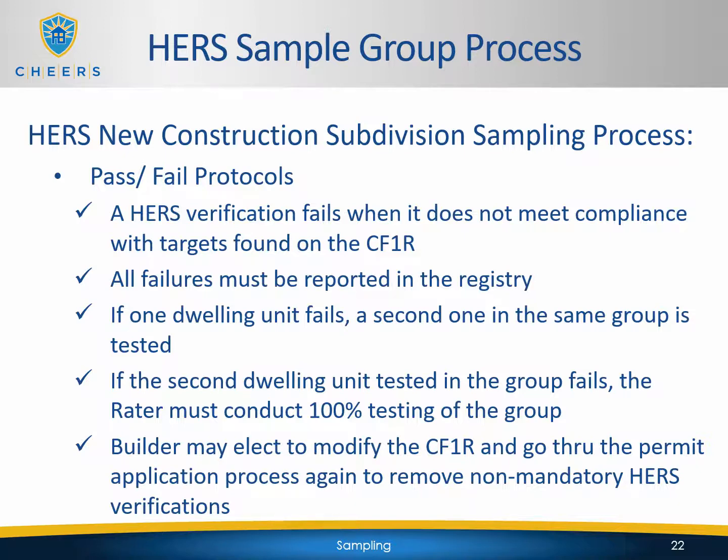So basically, let's say that you test something in a house and you just can't get it to pass for whatever reason. It wasn't built properly. The installer is just not doing a good job in installing whatever it is that the problem is. Therefore, the builder has the option of going back to the design stage and changing the CF1R so that it meets whatever it is that you're finding in the field. They're going to have to go through the permit application process again, but nonetheless they can do that. If they modify the CF1R and then it passes, that's fine as well, but nonetheless it's still a failure which you would still have to record.